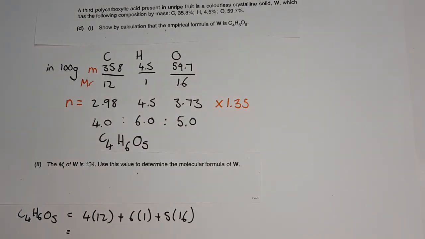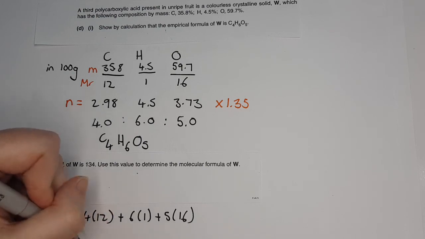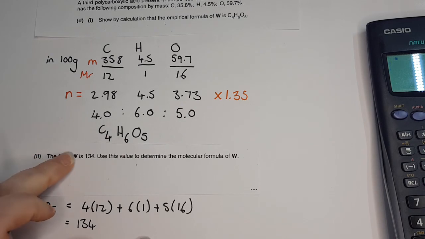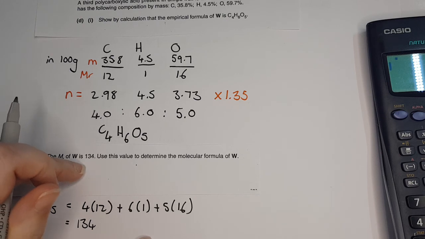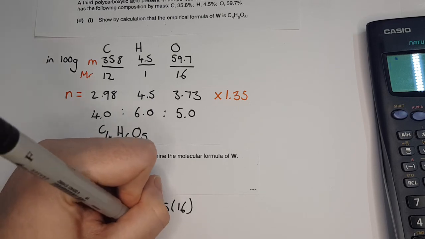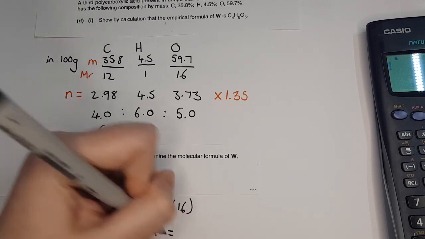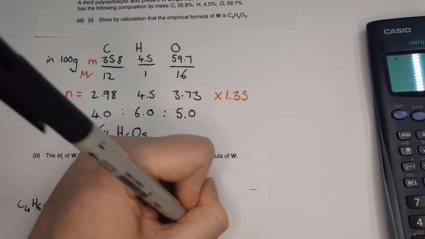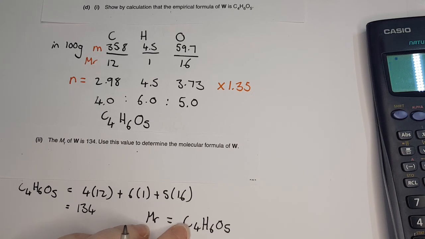So when you type that into your calculator, you should get an answer of 134, which means that the molecular mass is the same as the empirical mass. So that means that our empirical formula is our molecular formula. So our molecular formula is exactly the same as C4H6O5 because those are the same as each other. Okay.